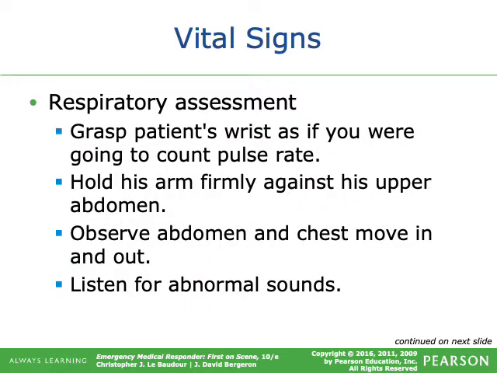All right, respiratory assessment. You're going to grasp the patient's wrist as if you were going to count their pulse rate. Hold the arm firmly against the upper abdomen. Observe the abdomen and chest move in and out. Listen for abnormal sounds. The reason that you grasp the patient's wrist and hold the arm firmly against the upper abdomen is so you can see as well as feel the respirations. It just makes it easier for you to evaluate the effectiveness of the respirations.